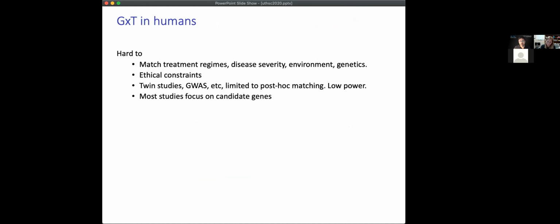G by T in humans is hard because it's going to be hard to match treatment regimes, disease severity, environment, genetics. There's obviously going to be ethical constraints in trying to do that. You can use twin studies and GWAS, but a lot of the time you're limited to post hoc matching, and as a result you get quite low power. Low power is a feature of these studies that I'll talk about a bit later.